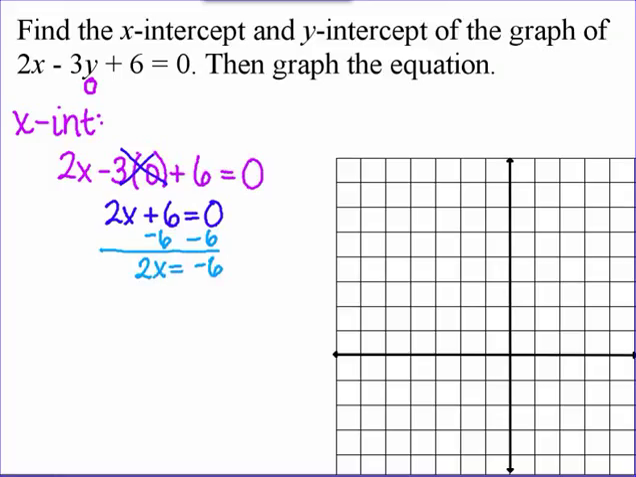There we go. What's your answer going to be? Negative 3. Remember, we got negative 3 by dividing both sides by 2. So my x-intercept is negative 3. So I'm going to come over here to the graph, and I'm going to put a dot at negative 3.